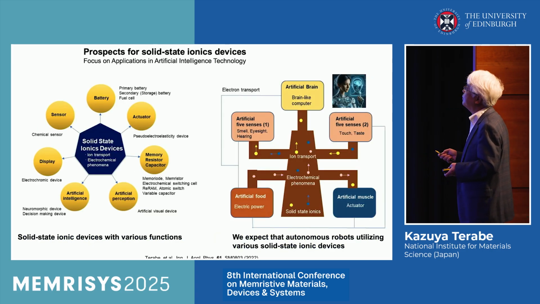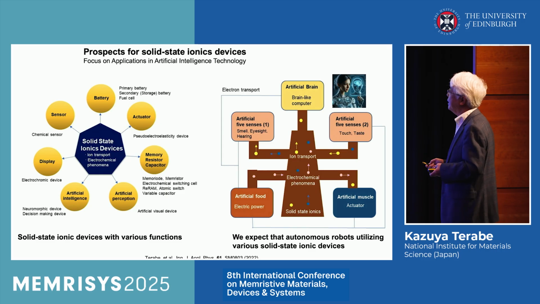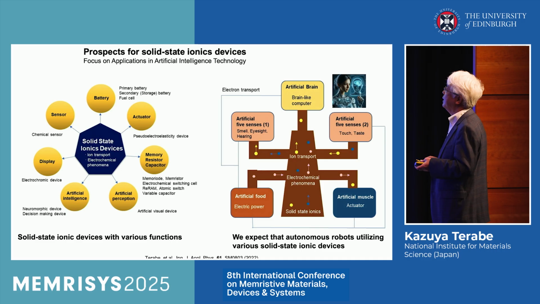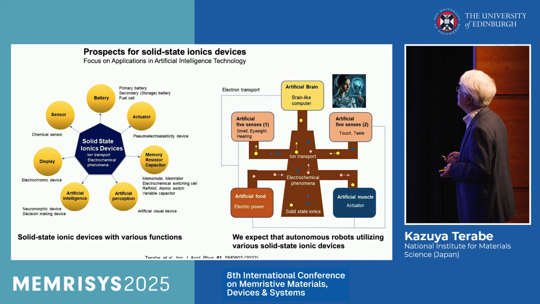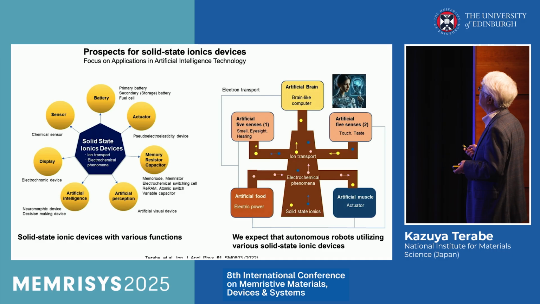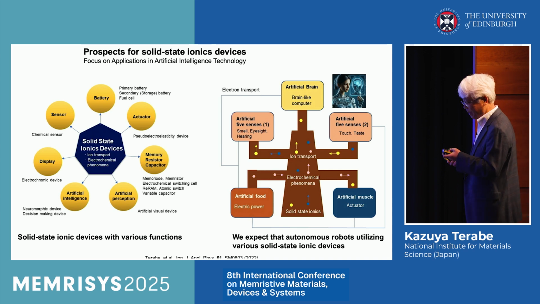So this shows the prospect of solid-state ionic devices, actually focusing on the application to artificial intelligence technology. Solid-state ionics has a great variety of devices, such as the battery, actuator, memory, artificial perception, artificial intelligence, display, and sensor. Using such devices, we expect autonomous robots utilizing the various solid-state ionic devices. This is a human brain, and this is an artificial sensor, and this is a battery, and this is an actuator. So we expect such an application.